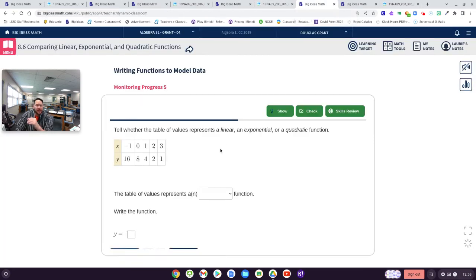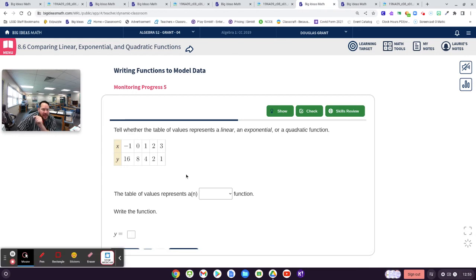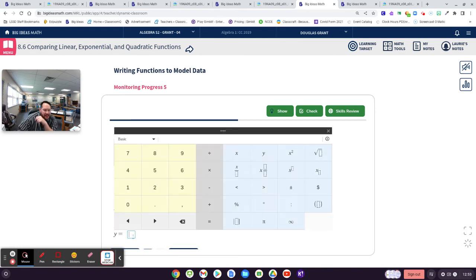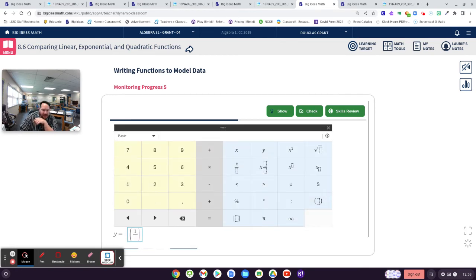So for this one, determine whether this is linear, exponential, or quadratic, and then try to write the rule for it. Good luck. All right, hopefully you noticed that this is multiplying by a half every time. It has a common ratio of a half. Therefore, this one is exponential. And our rule is a times b to the x. Our base is the half. That's what it's multiplying by every time. And then our exponent is x. But the question is, what is a?